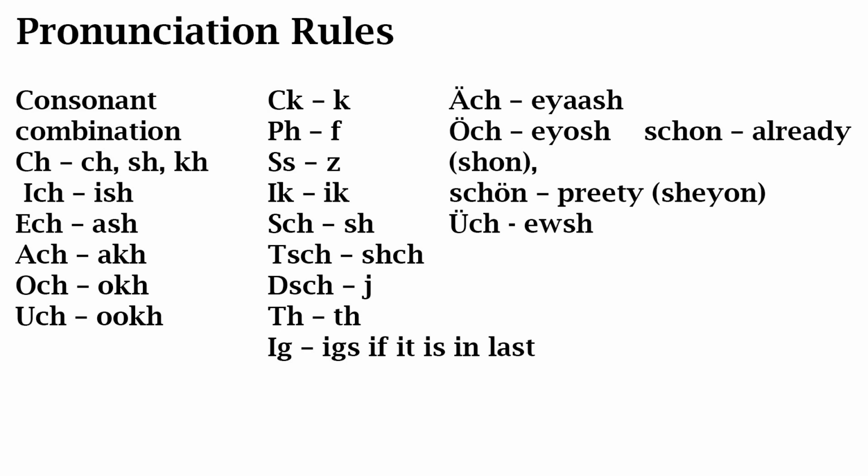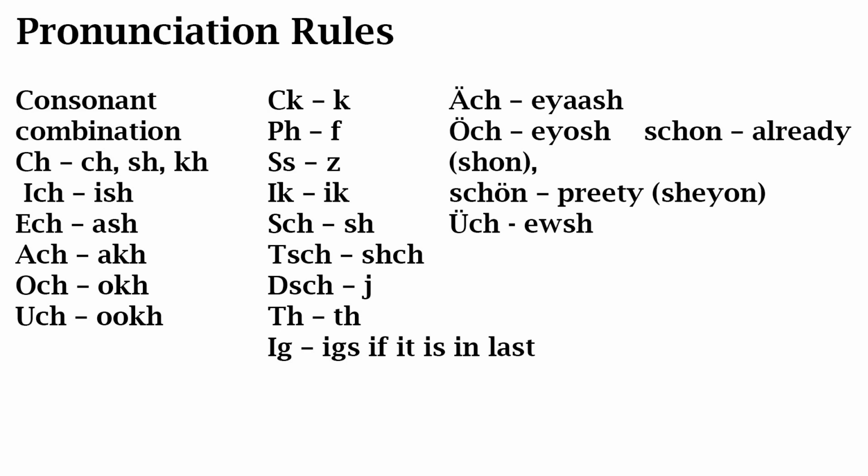Now we have one more thing I left before. It is DSCH. DSCH is "j". Yeah, it's very complicated. There is no rule for this. It's an exception; you have to accept it. DSCH is "j". Okay.